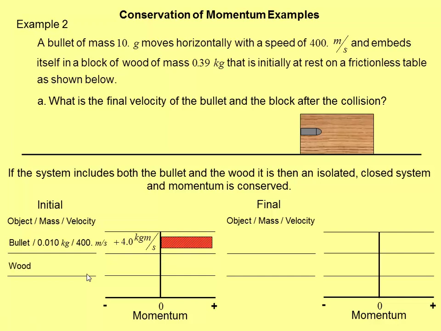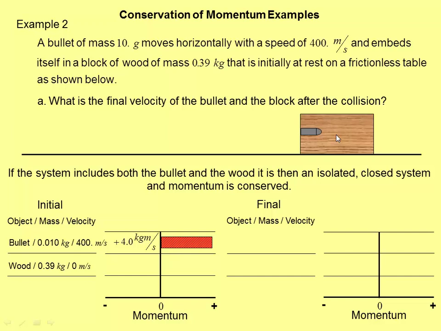The block, on the other hand, the much more massive block of mass 0.39 kilograms, has no initial velocity, it's at rest, and therefore has no initial momentum. So our total momentum initially is 4 kilogram meters per second. That means our total momentum at the end has got to be 4 kilogram meters per second. So our object here, now we could do the problem two ways. We could say that, as we did over here, we could list out the bullet and the wood as separate objects, and then realize that their final velocity is the same because the bullet's embedded in the block.